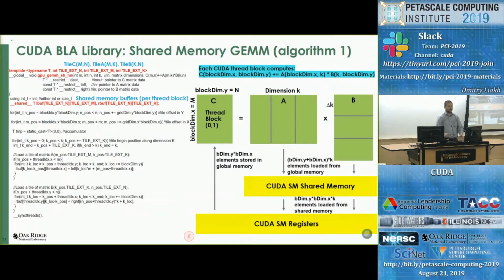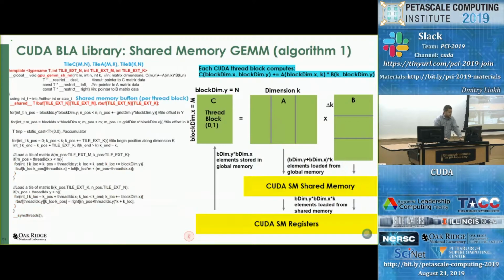So in this algorithm, we load a tile of matrix A of dimension 16 by 64, and a tile of matrix B of dimension 64 by 16. And then we multiply these and sum over the K dimension, which has 64 elements. And then the result is a 16 by 16 tile of matrix C, which is what the thread block is computing.